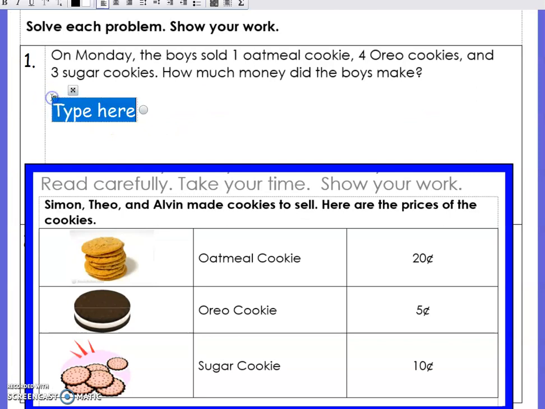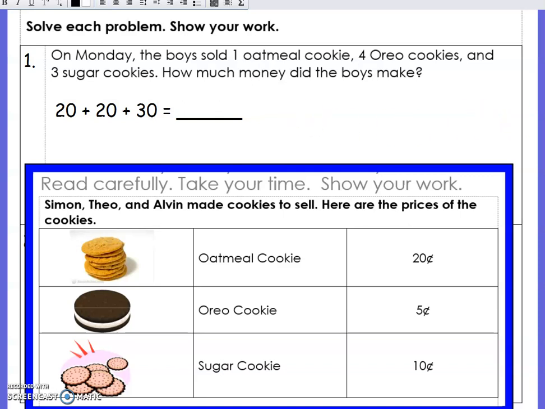So we're going to start writing our number sentence to start adding them all up together. So we know that an oatmeal cookie is worth 20 cents and they only sold 1 of them. And then they sold 4 Oreo cookies. So if I'm looking at my 4 Oreo cookies, each cookie is worth 5 cents. So I can add 1, 2, 3, 4, but I also can just count in my head 5, 10, 15, 20. So I know that those 4 Oreo cookies are going to cost that person 20 cents. And then 3 sugar cookies. So I know that 3 sugar cookies again could be 10 plus 10 plus 10, but I can also just count by tens. I know that that is going to be 10, 20, 30 cents. So I can just write 30 cents instead.